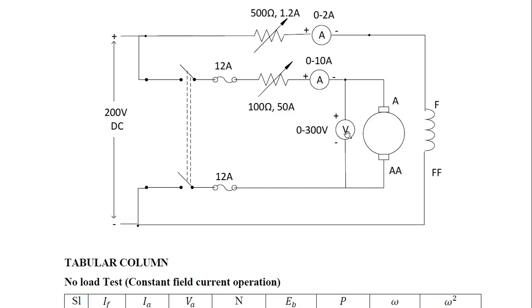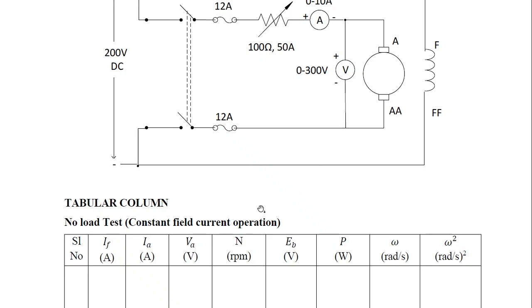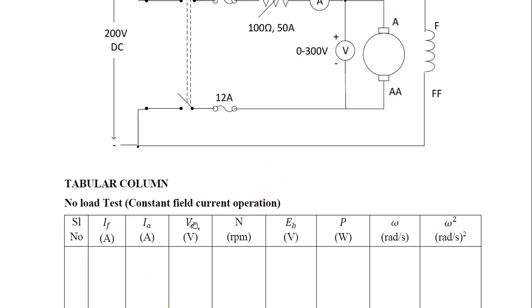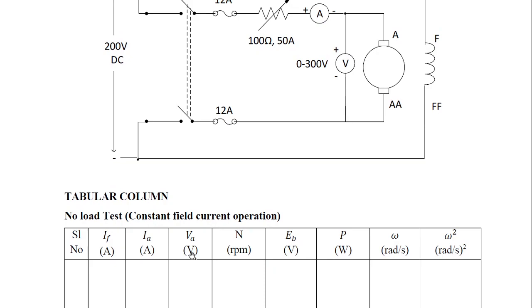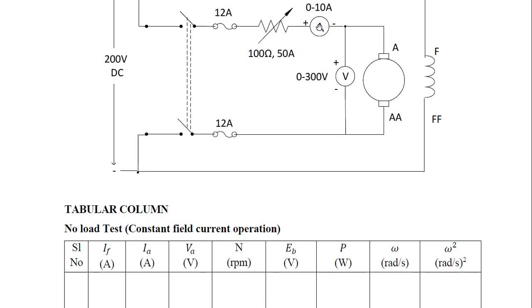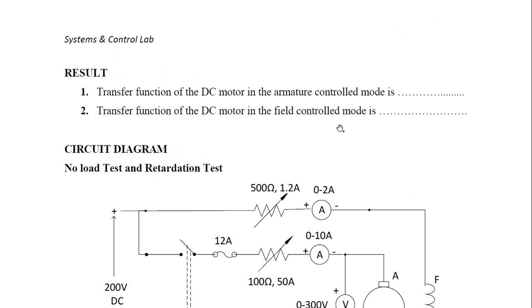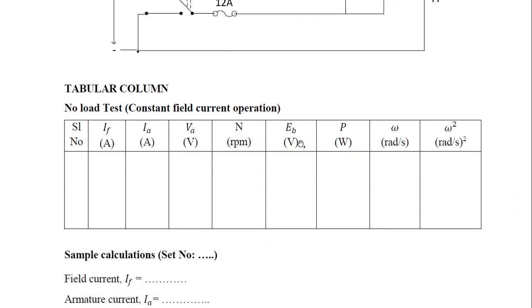We will measure the readings of this voltmeter, which corresponds to the VA column, and the armature current IA we will note down by taking the reading of this ammeter. And we will measure the speed in RPM by using a tachometer.